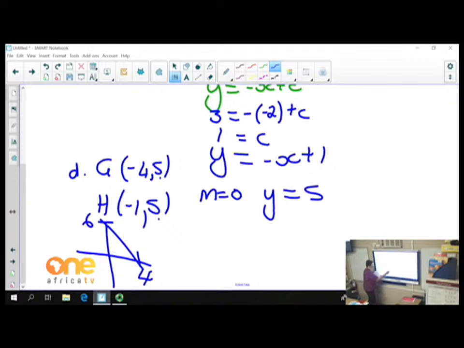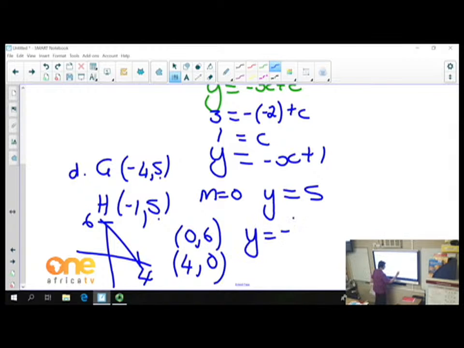So what are your coordinates? 0, 6 and 4, 0. No, 4, 0. If you cut the x-axis, y is 0. If you cut the y-axis, x is 0. And now I can find the gradient there. The gradient will be 3 over 2. So the equation is y is equal to negative 3 over 2x plus c.